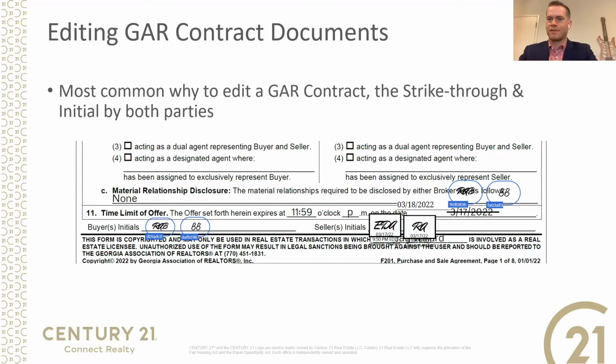I'm missing the seller initials there. Got the buyer initials. There you go. You got the buyer's initials, RAB and BB. They initialed that one, but you don't have EDA and RA, whoever that is over here. Okay, so you still do need those initials on there, but this is a perfectly legitimate way of doing it, Chris.